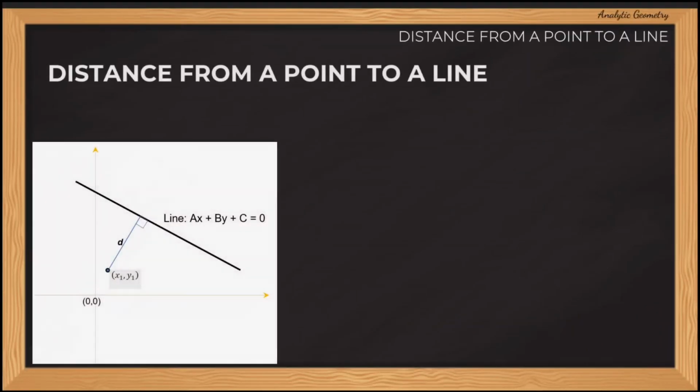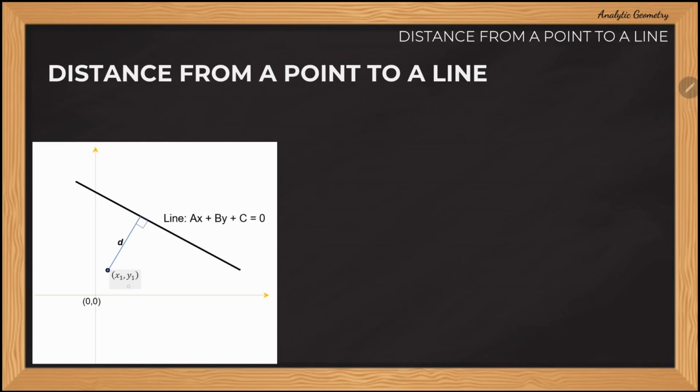So para makuha natin guys yung distance from a point to a line, so we are talking about, for example, we have a line which has an equation ax plus by plus c equal to 0, and we have a point which has coordinate of x1, y1. Then gusto nating makuha yung distance between that point and the line. We are talking about the perpendicular distance, the shortest distance from that point papuntang line.